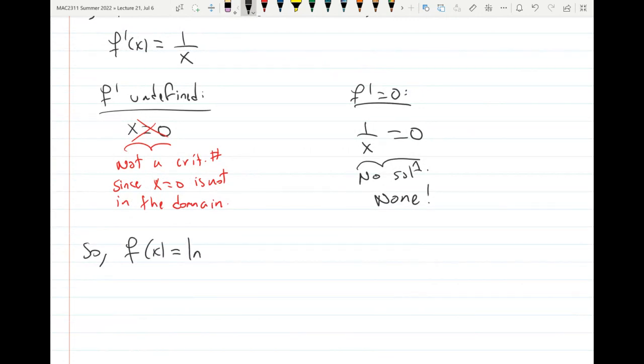So f of x equals ln of x has no critical points. Do you understand this? No critical points because we didn't find any.